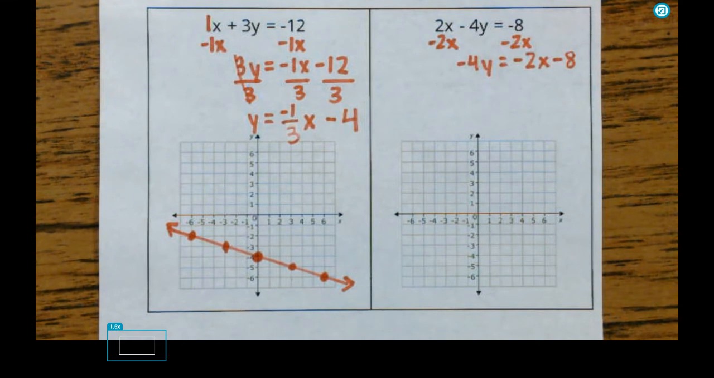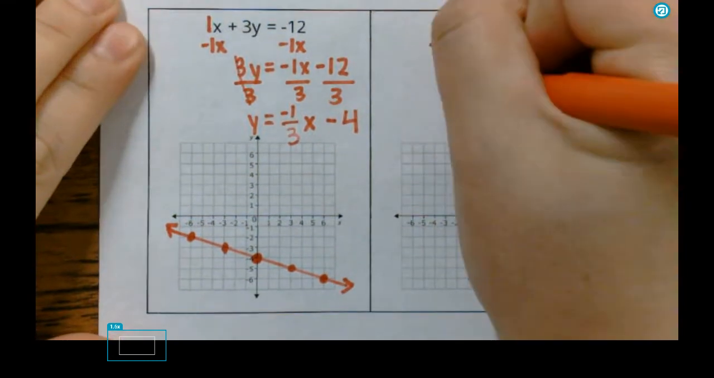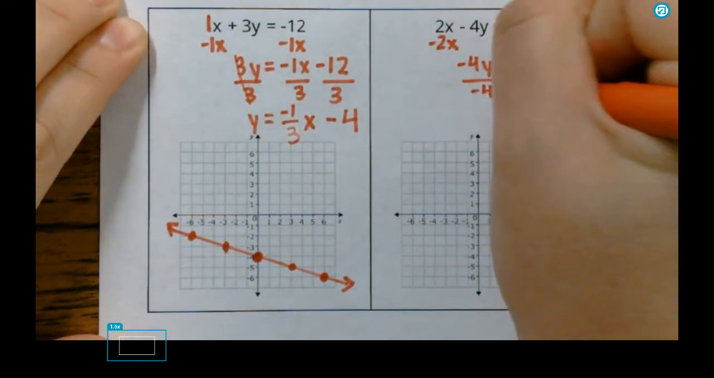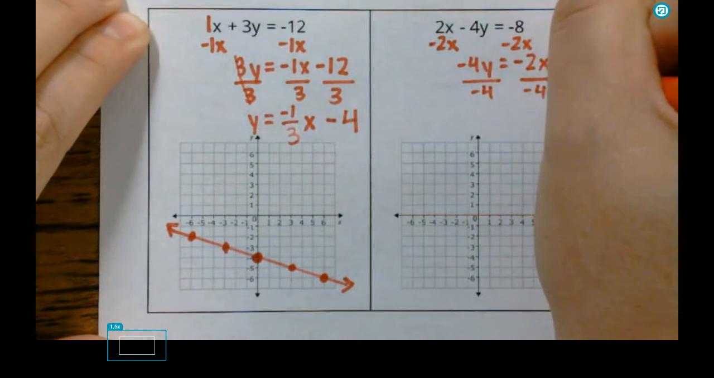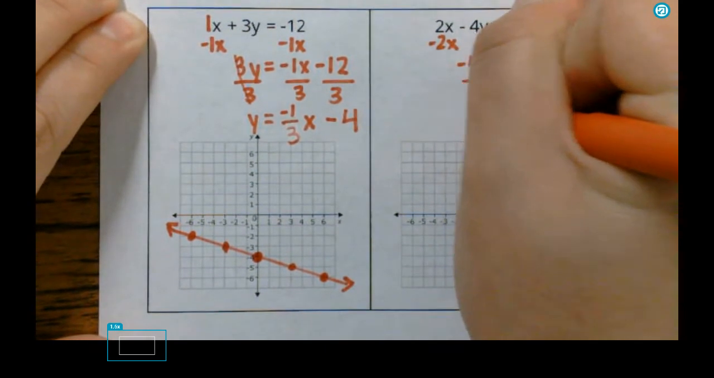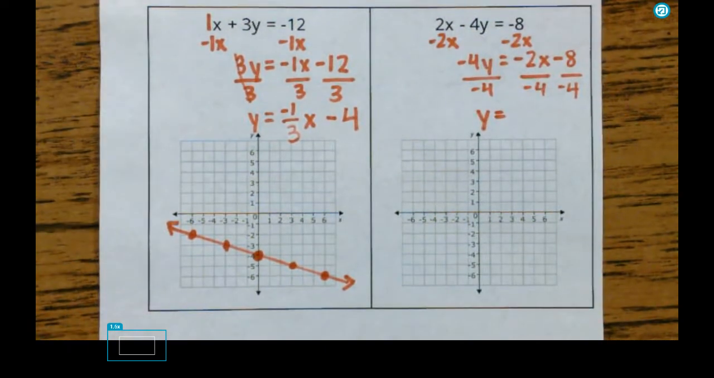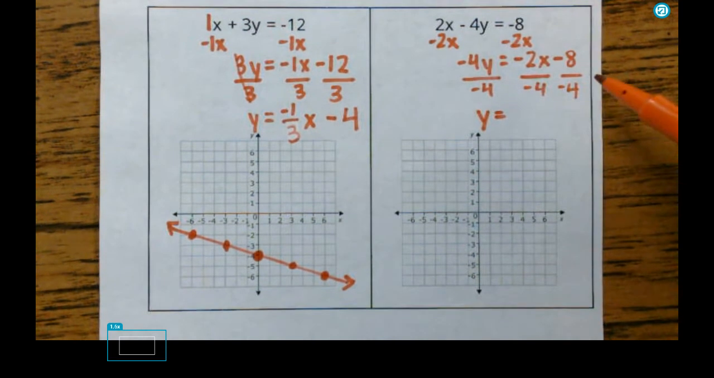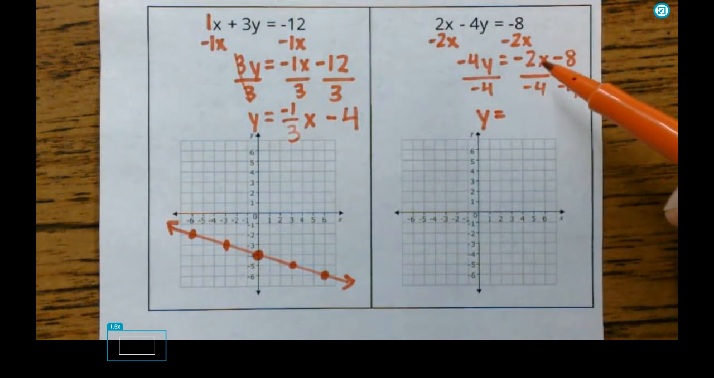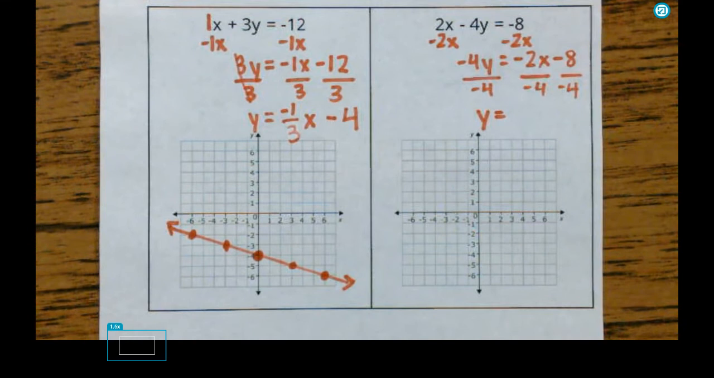Then to get y by itself, we need to get rid of that negative 4. Negative 4y means negative 4 times y. So we're going to divide both sides by negative 4. I'll divide both things over here. So then we've got y equals, and then we're going to talk about all of this stuff because it simplifies out a little bit weird. So first of all, we've got negative 2 over negative 4. What does the negative over a negative do? Becomes positive. And then 2 over 4, what fraction can 2 over 4 be reduced to?